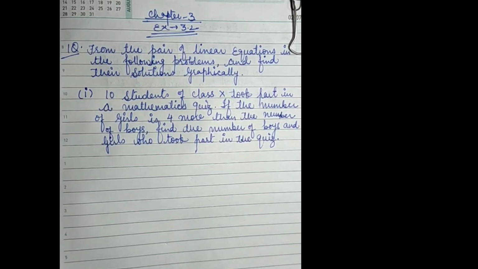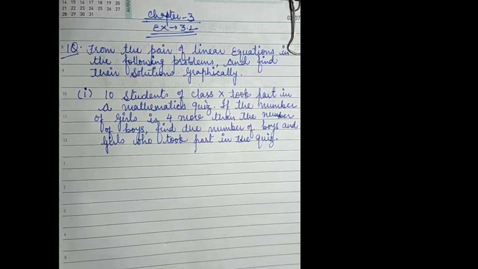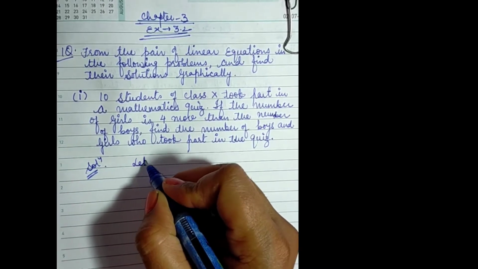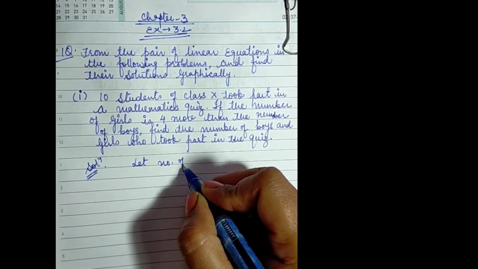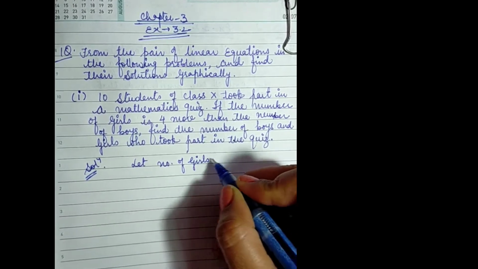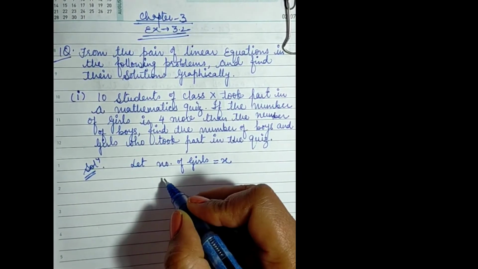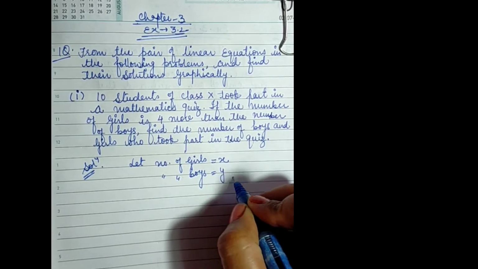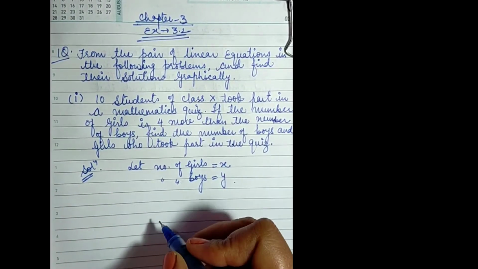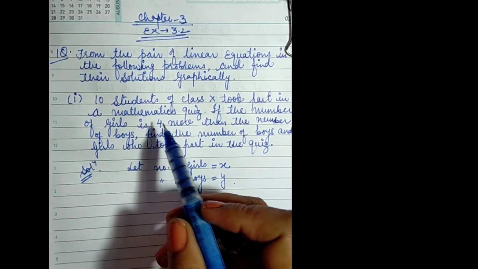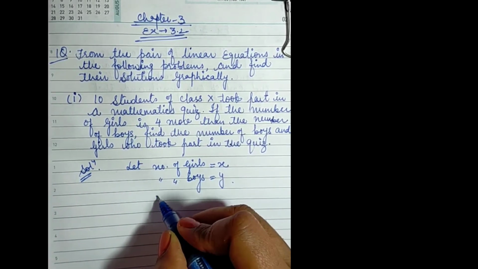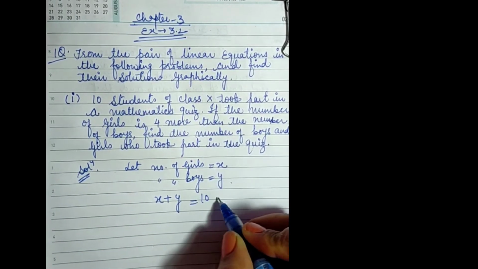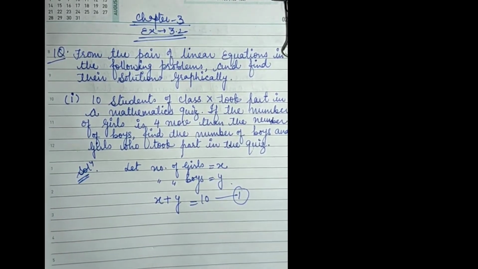So basically there are two types of persons. One type is girls and another one is boys. So let's consider, let the number of girls be X and number of boys be Y. And total there are 10 students who took part in the mathematics quiz. So total number of students, that means girls plus boys, are 10. So we got the first condition.